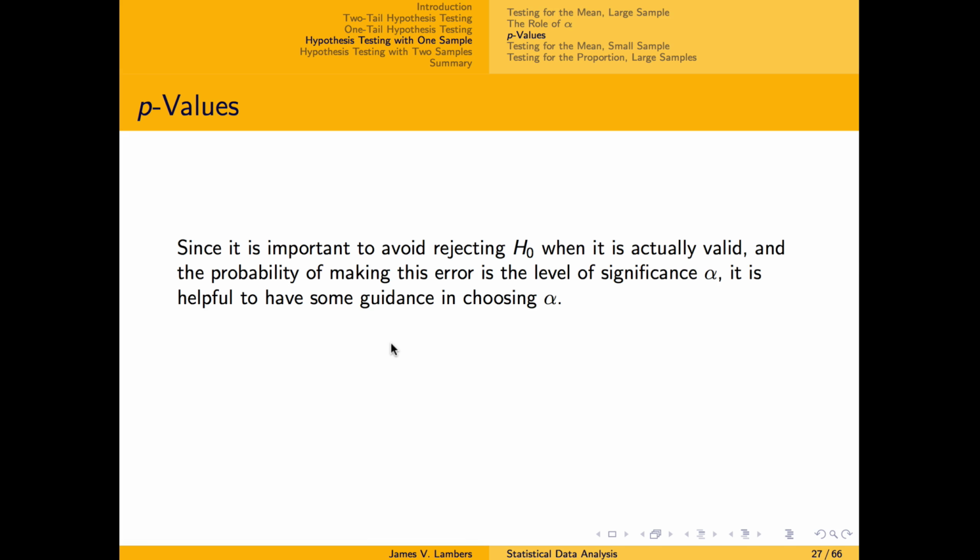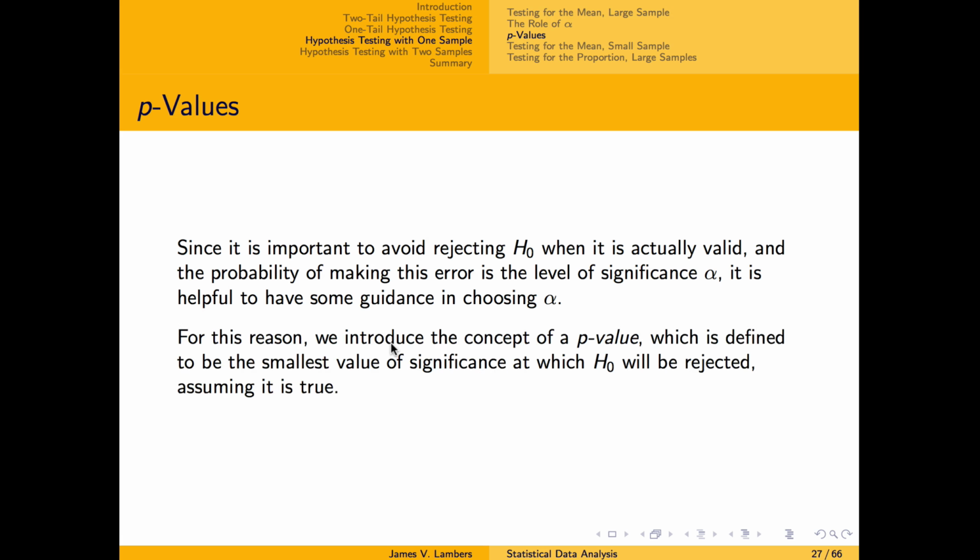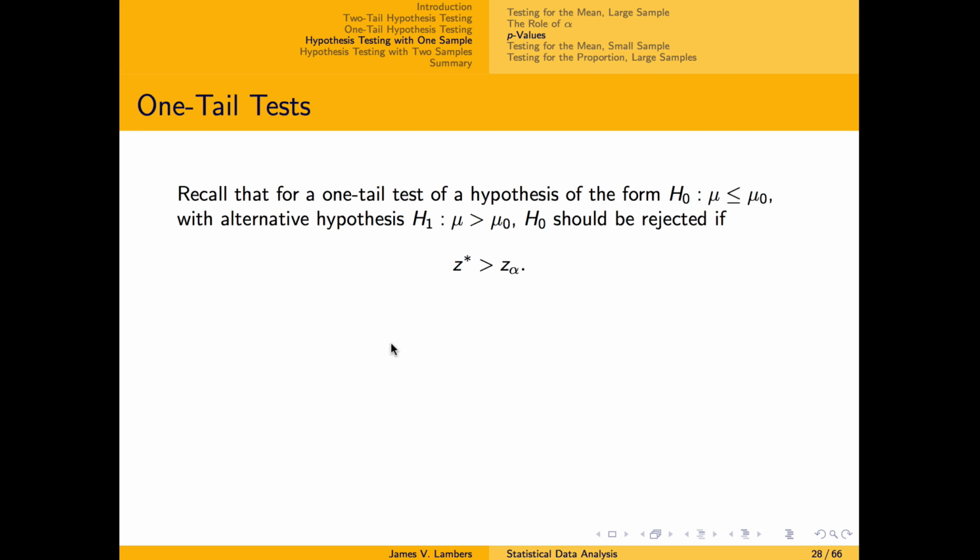For this purpose, it is important to keep in mind that alpha represents the probability that H0 will be rejected, even though it is valid. This leads to the important concept of a p-value, which is defined to be the smallest level of significance at which H0 will be rejected. If we can compute the p-value of our hypothesis test, then we can simply compare it to our chosen value of alpha to determine whether H0 should be rejected. We will now determine the p-value for a one-tailed test.